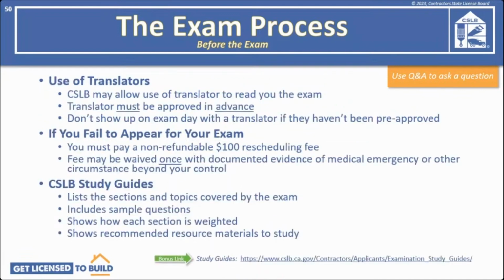If you are an applicant whose first language is not English and you don't feel confident taking your exams in English, we do allow you to use a translator. The translator, who you provide, simply reads you the exam questions.